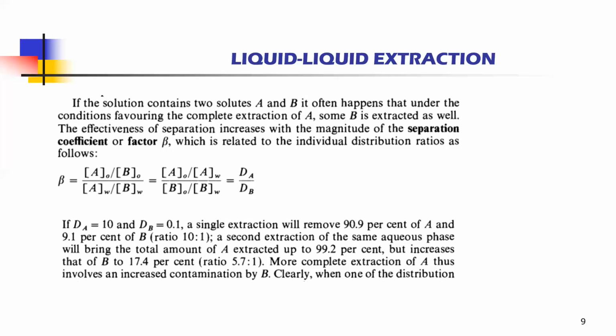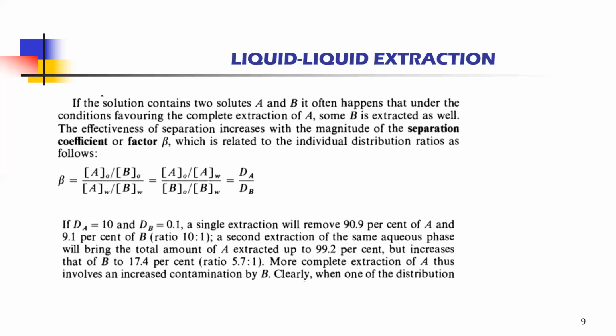With this terminology, the effectiveness of separation increases with the magnitude of the separation coefficient or factor beta. So we represent the separation coefficient with a factor beta, which is related to the individual distribution ratios as follows. Beta we can write as A0 upon AW divided by B0 upon BW. So what are A0 and B0? They indicate the distribution in the organic layer of A and B. A0 upon AW we can write as the distribution coefficient of A, and B0 upon BW as the distribution coefficient of B. So beta gives us the ratio by which the distribution coefficient of A varies with that of B.